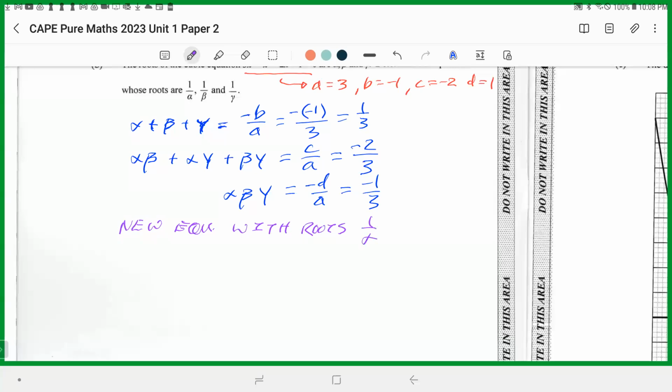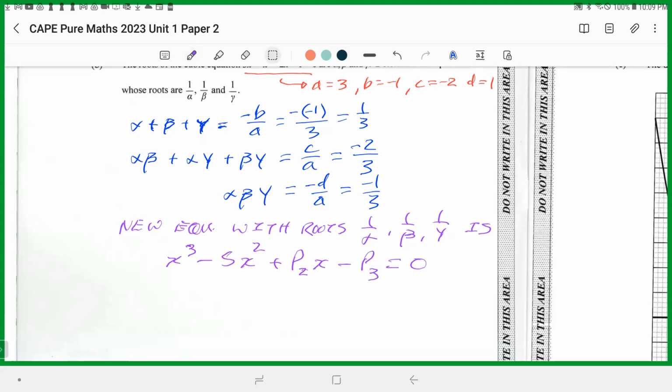1 over alpha, 1 over beta, 1 over gamma. That's from these. Those are the roots. That equation, sorry, I'm going to write the form that it is going to be in. It's going to be in the form x cubed minus the sum of these 3 roots times x squared plus the product pairwise of these same 3 roots times x minus the product of the 3 roots equals 0.